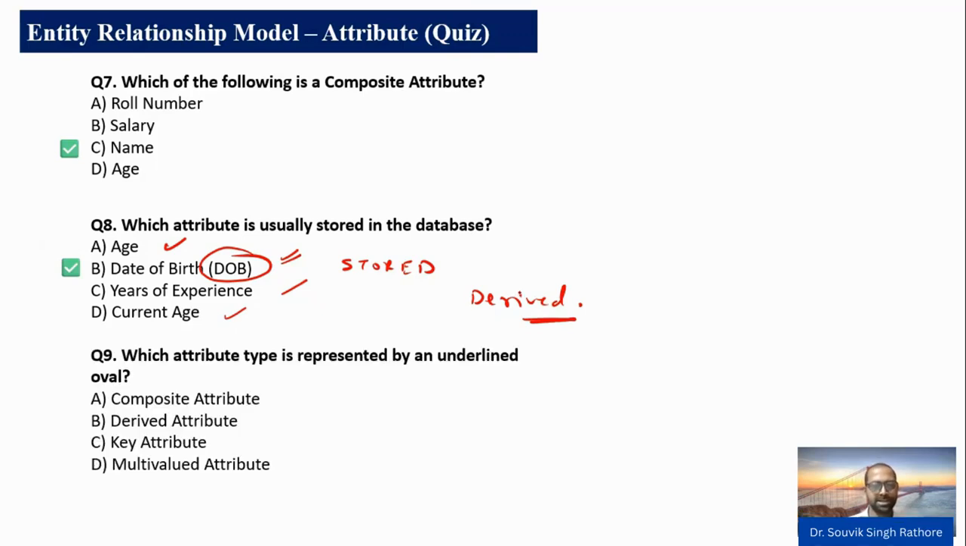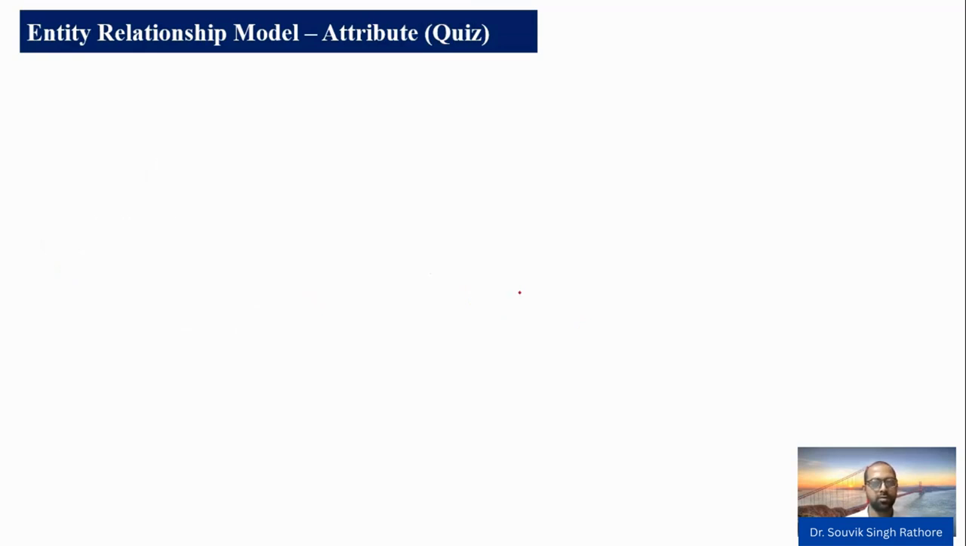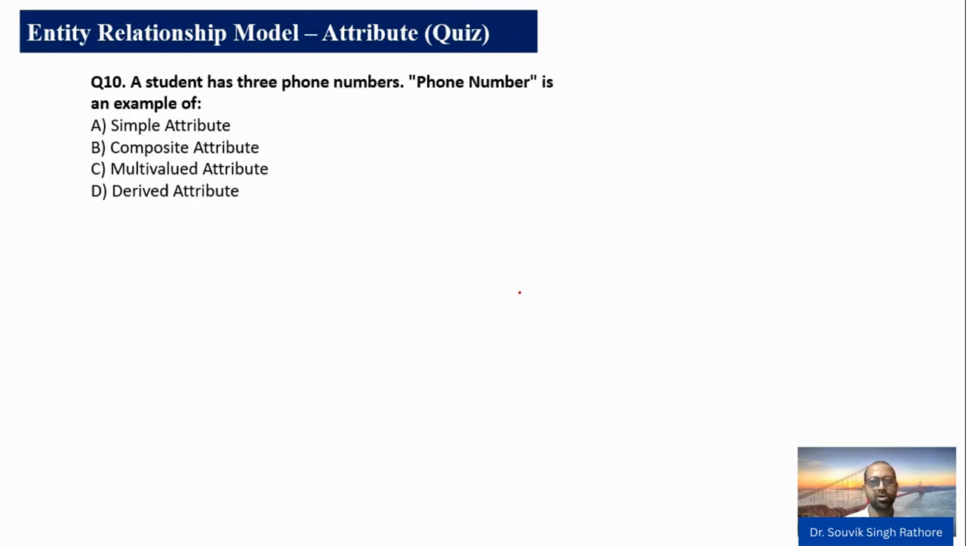The next question is, which attribute type is represented by an underlined oval? The correct answer is your key attribute. Finally, a student has 3 phone numbers. So phone number is an example of a multi-valued attribute.